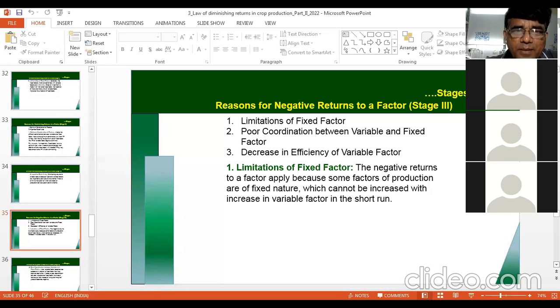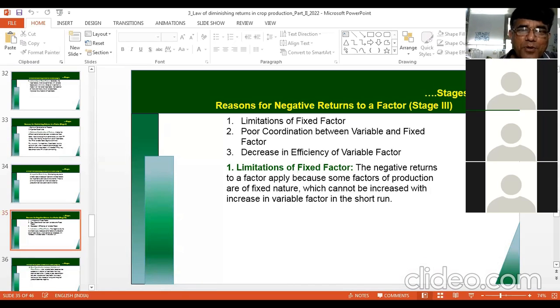So in stage 3, limitation of fixed factor. You have too many variable factors, but the fixed factor is the same, and you have put more pressure of variable factors. Then that is the reason the efficiency of variable factor will reduce. And here the fixed factor will become limited. I can say that too many cooks spoil the dish.